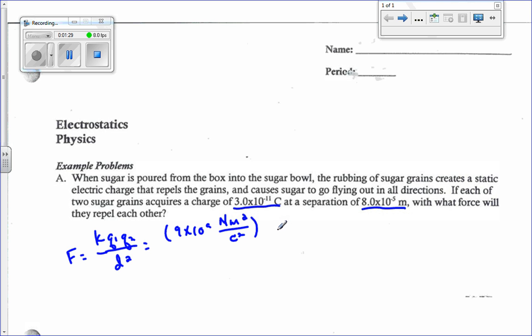For these sugar grains, the charge is the same on each one of them. So I'm just going to put the charge in once. Q is the charge. And the charge is 3 times 10 to the negative 11 coulombs. Since it's the same value, we'll just square it. And the distance between the 2 sugar grains is 8 times 10 to the negative 5 meters. And that also needs to be squared.